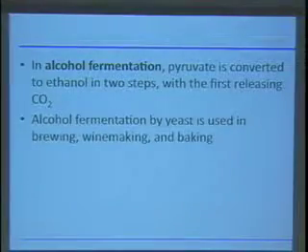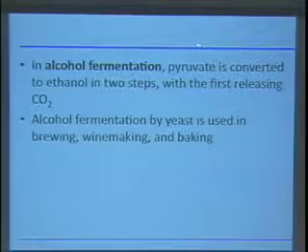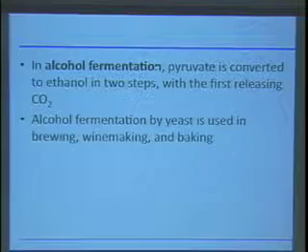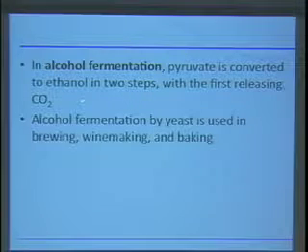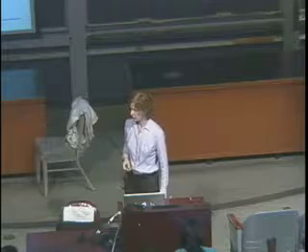So let's talk a little bit about alcohol fermentation. This is a process in which pyruvate, so remember this is that 3-carbon compound coming out of the glycolytic pathway, is converted to ethanol, which is a 2-carbon molecule, in 2 steps with the release of a carbon dioxide molecule. So one of the carbons comes off as carbon dioxide. Now, alcohol fermentation is interesting historically because humans have known about this pathway and have been able to use it for literally thousands of years.